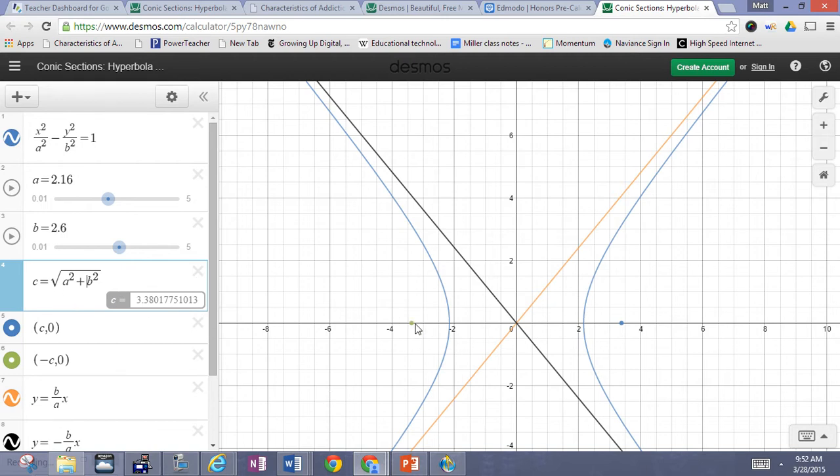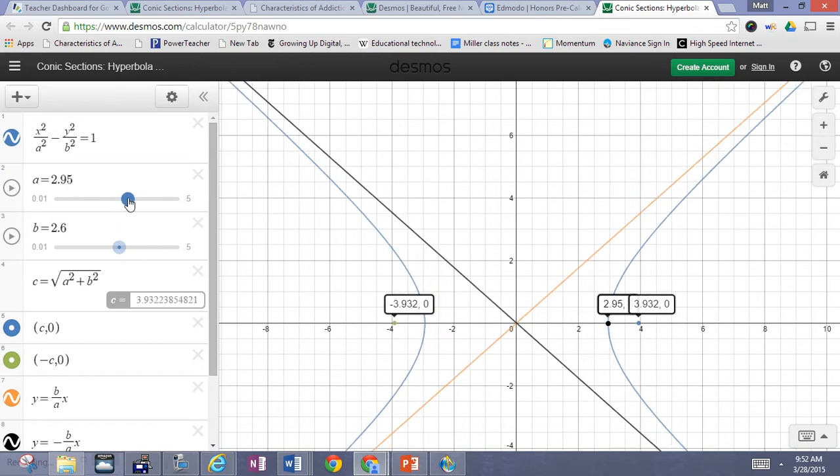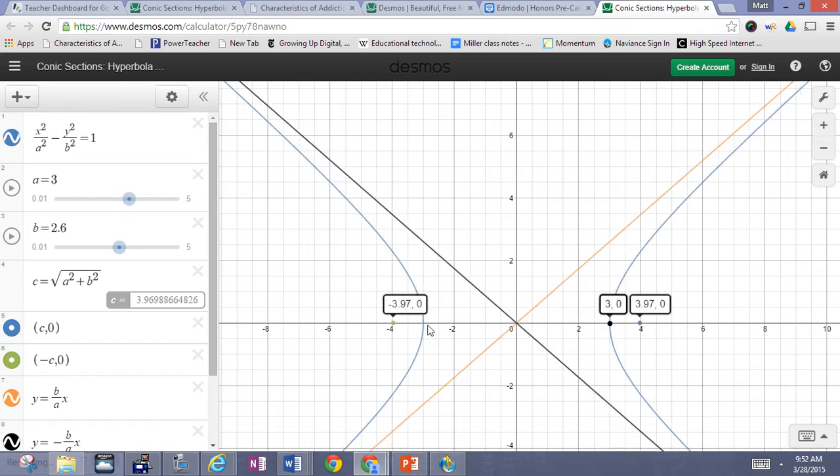Okay, and here's your focus point right there, and right here. And then you have your vertex points, which are indicated right here, which are your A values. So with A equaling 3, there's my vertex points. The distance between that vertex point and the focus is what we call the focal length.